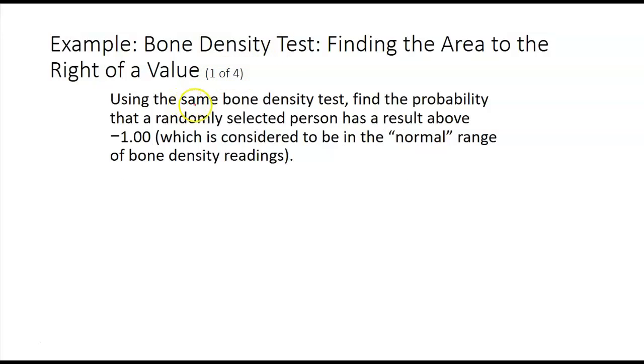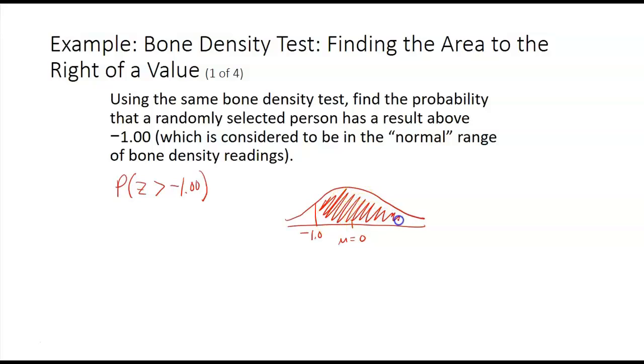Okay, here's another one. Using the same bone density test, find the probability that a randomly selected person has a result above -1. So if we look at this, we've got our mean in the middle. Always put your mean here. Here's -1, and we want to find the probability that it has a result above that. So we're looking for the probability that our z-score is greater than -1. So that's going to be shading this region here, going all the way off to infinity.